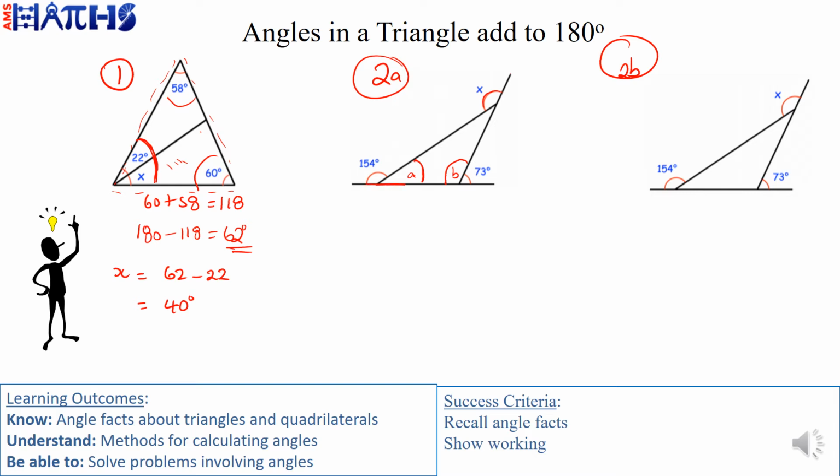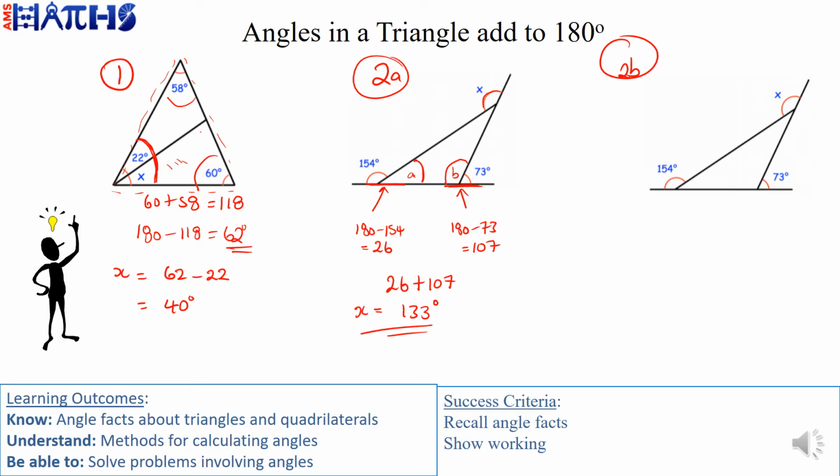So angles on a straight line here, so we'll have 180 minus 154, which gives us 26 degrees. Angles on a straight line at B is 180 minus 73, which is equal to 107. And once we add A and B, it will give us the value of the angle x that we want. So 26 plus 107 is equal to 133 degrees, and that is the value of x.